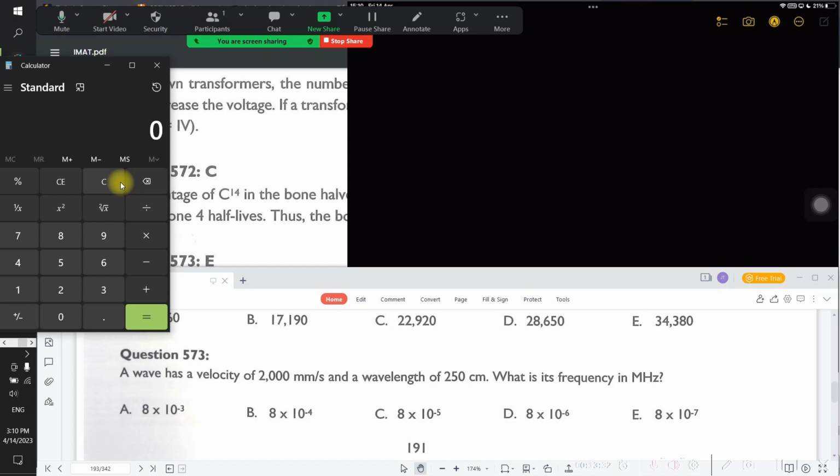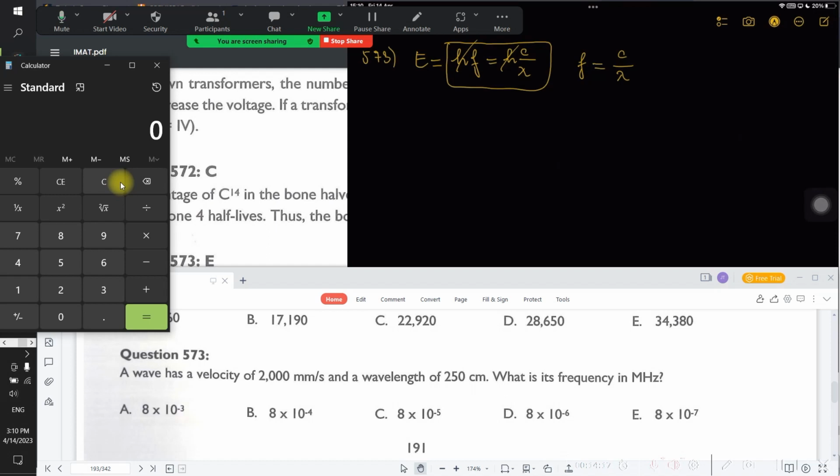So you know that there's a formula for 573. E equals hf, right? And you also know that E equals hc divided by lambda. So what does it mean here? It means that you can eliminate h. So finally, frequency equals the velocity of the wave divided by the wavelength.